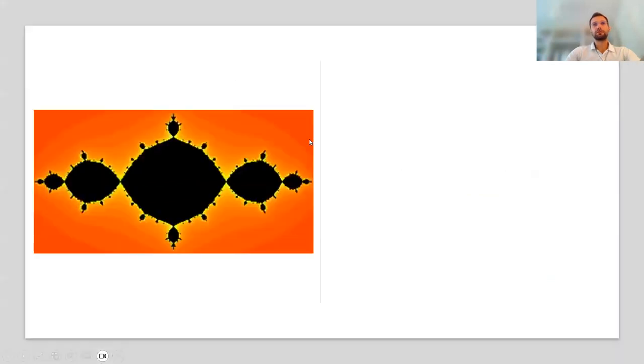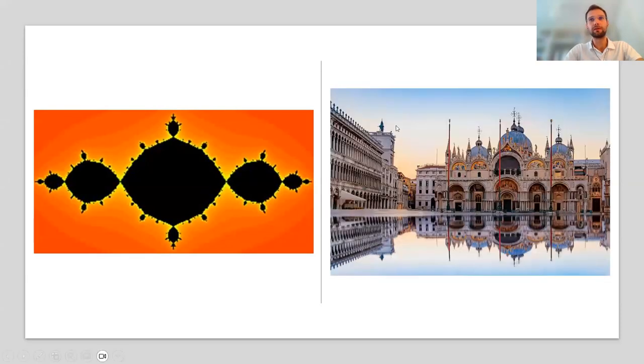So you can ask why the name is basilica, and the answer is that it resembles the basilica of Saint Peter in Venice, reflected in the river. There are many creative names for many fractals, and this is one of those.